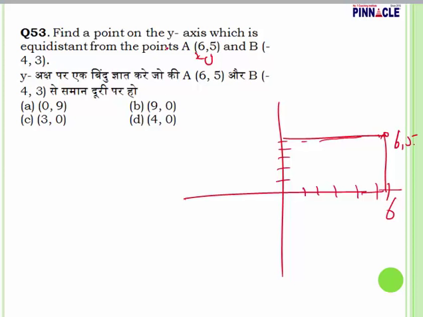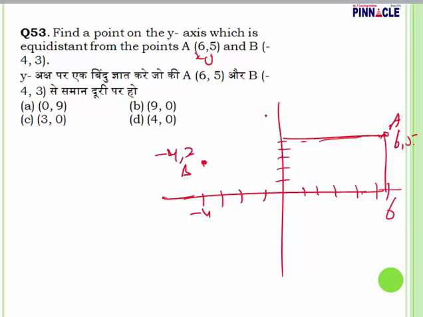X is 6, y is 5. Now, this is A. The other point is B. That x would be minus 4. 1, 2, 3, 4, minus 4. And y is 3. Y, 1, 2, 3. So minus 4 for x and y is 3. This is the point B.